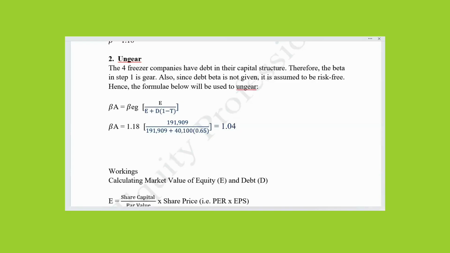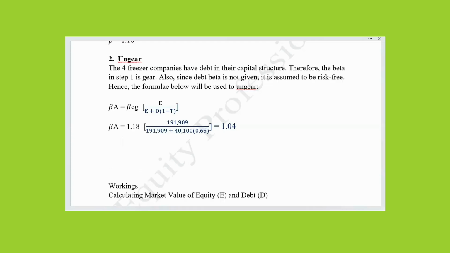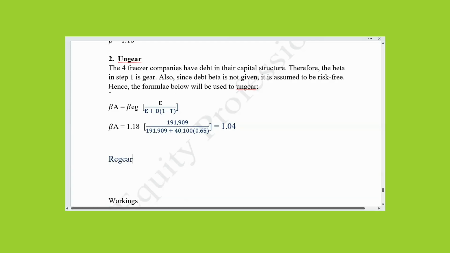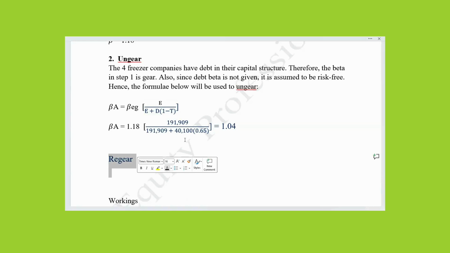This is the beta that measures the freezer industry. So the next thing I need to do is to regear. Remember what I told you. When you are calculating for step 1 and step 2, you need information about the proxy company. Then from step 3 to step 5, you need information about the main company. This is what you are supposed to do.